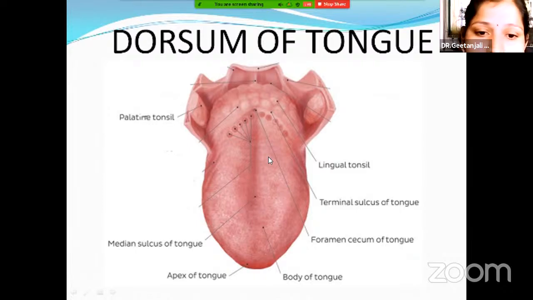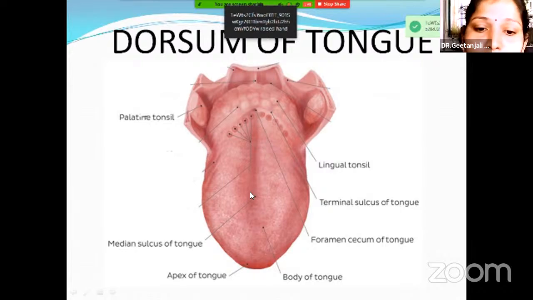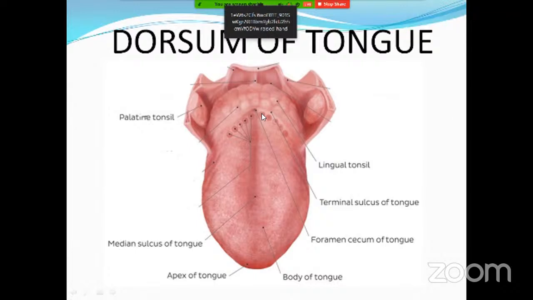Okay. Then one of the important structures on the dorsum of the tongue is the median furrow or median sulcus of the tongue, which is present here.